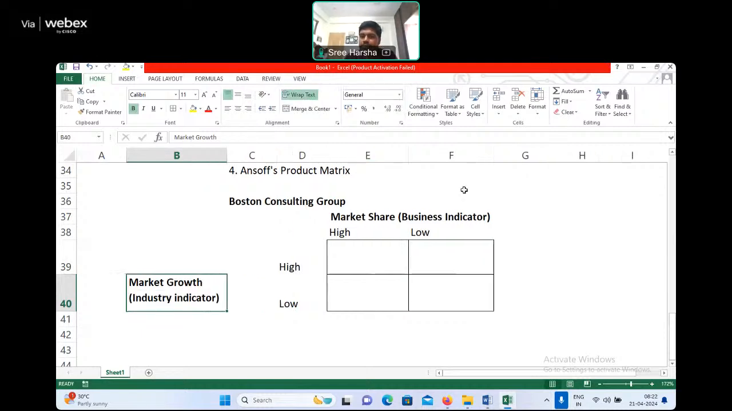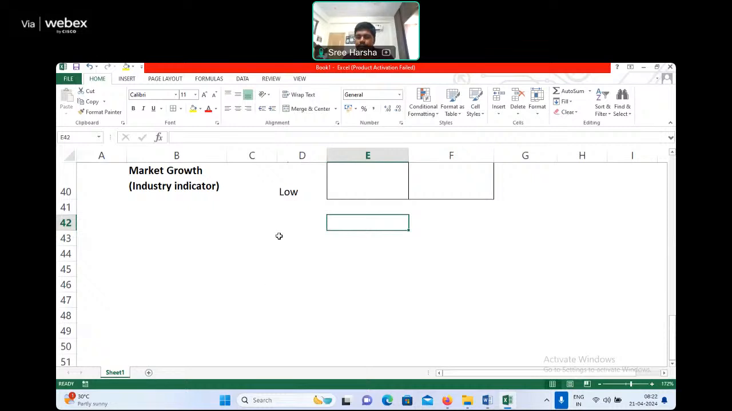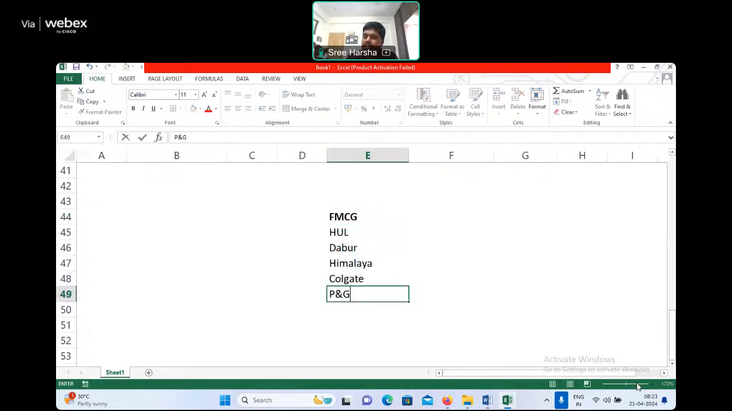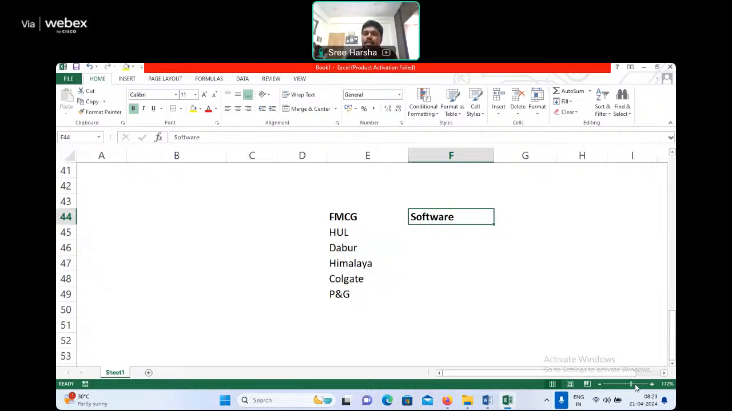I hope you know the difference between industry and business. Industry is, for example, the FMCG industry, fast moving consumer goods industry. This is an industry. There are multiple businesses in this industry. There is Hindustan Unilever, Dabur, Himalaya, Colgate. These are the various players inside that particular industry. There is also Procter and Gamble, P&G. In a similar way, there is the software industry, which is nothing but a set of firms producing software. There is TCS, Infosys, Wipro, Cognizant, Accenture. So these are various firms in the particular industry.